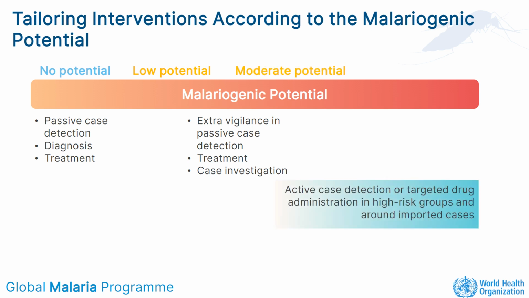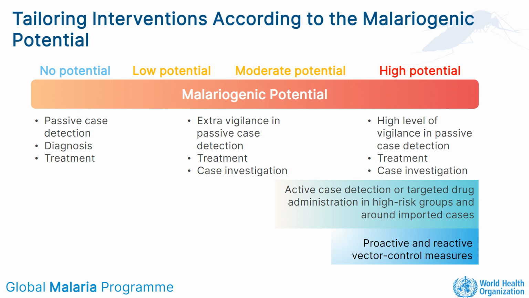In areas with higher receptivity and rate of importation, it may be necessary to supplement these activities with active case detection or targeted drug administration around an index case. In localities with high malariogenic potential, it may be necessary to reduce receptivity during the transmission season by using vector control measures. Either of the vector control measures for large-scale distribution, that is, indoor residual spraying, IRS, or insecticide-treated nets, ITNs, could be deployed and, where applicable, supplementary interventions such as larviciding could be used.